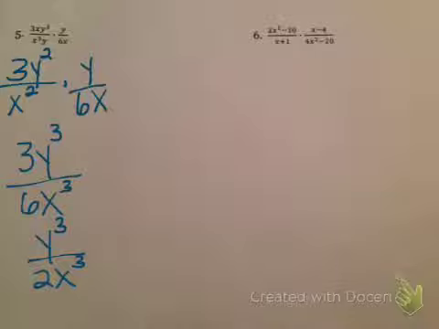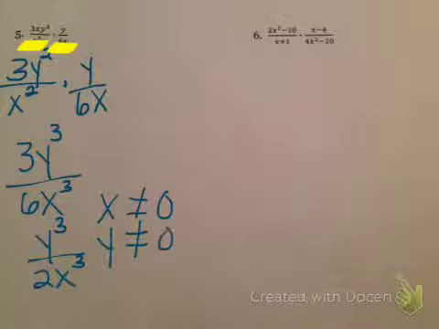And then if I look at restrictions, I look up here at the original value. Both x and y can't be 0. So x can't be 0 and y cannot be 0.